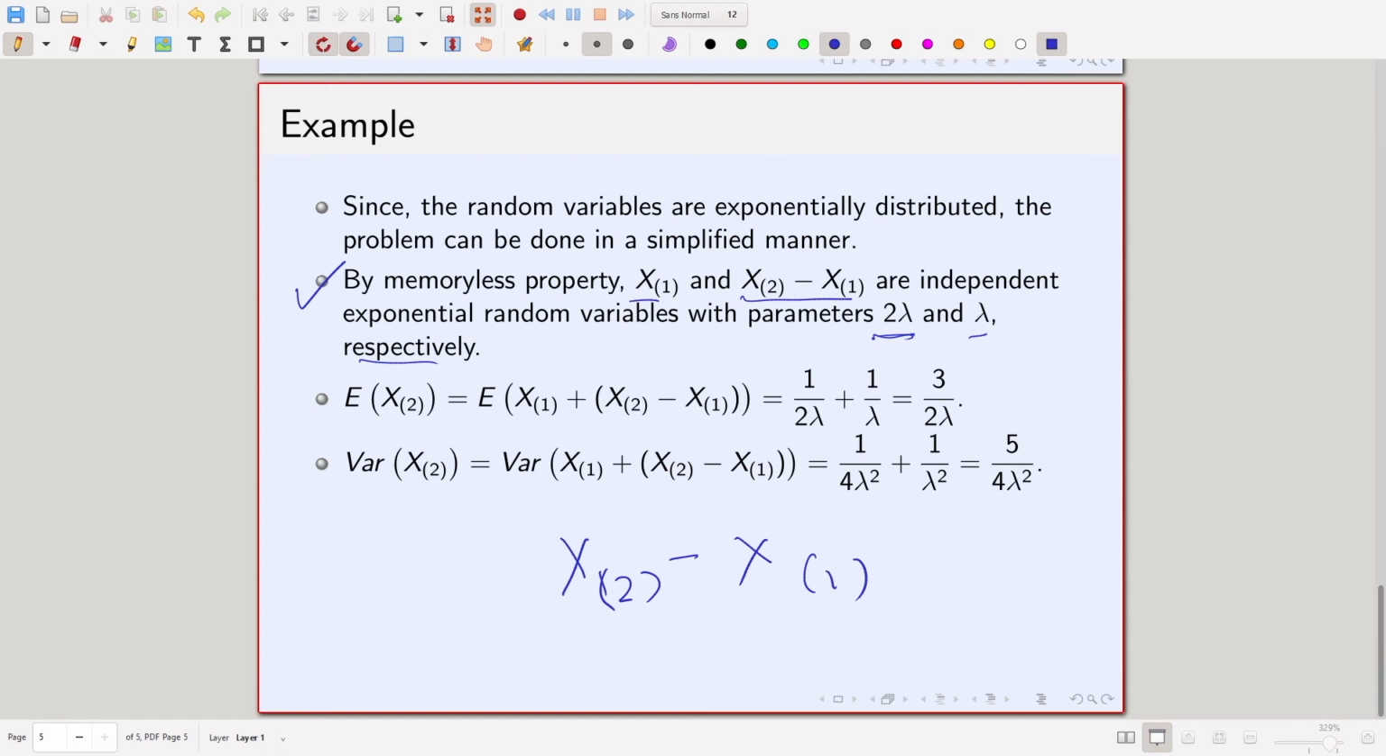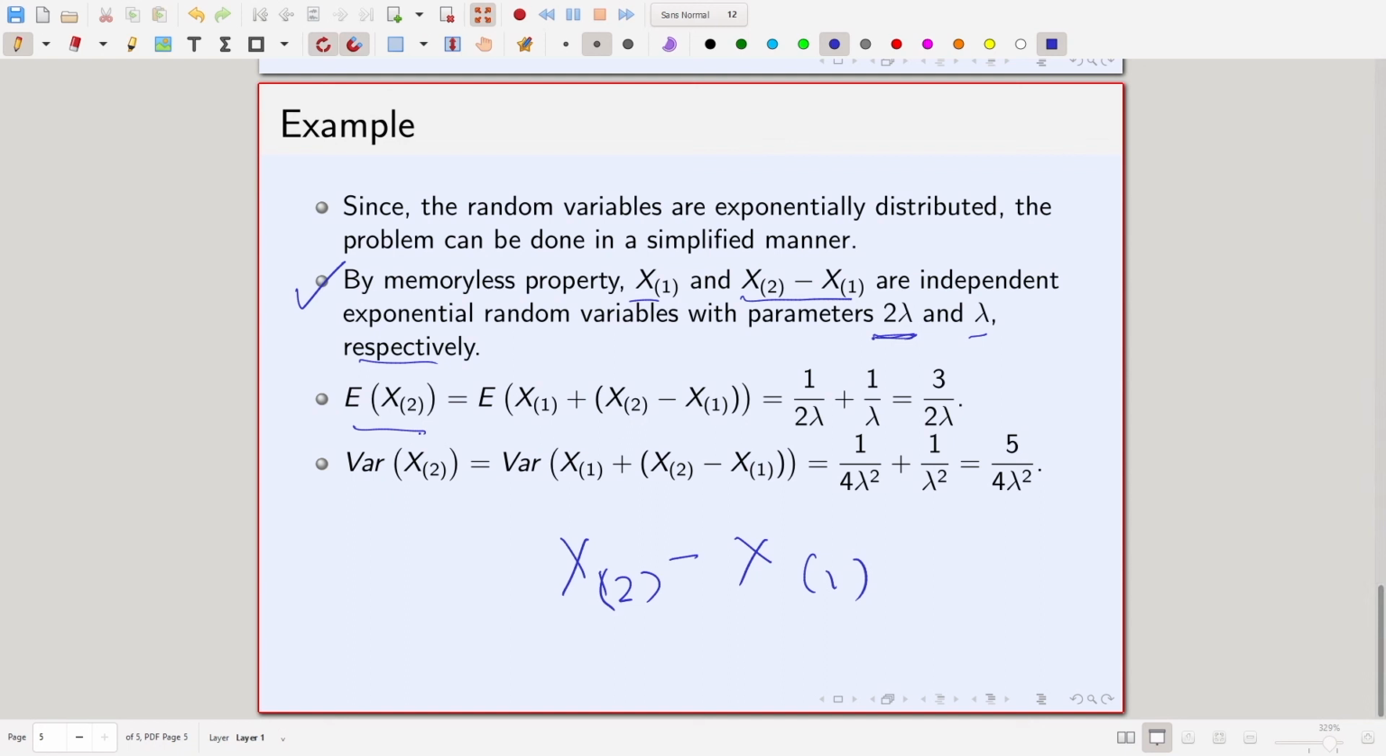So X1 and X2 minus X1 are independent exponential random variables with parameters 2 lambda and lambda respectively. For X1, the parameter has changed because it is basically the minimum of two exponentials, and the parameters are lambda and lambda. So when you add lambda plus lambda, you get 2 lambda. And X2 minus X1 is independent of X(1), and it is again exponential with parameter lambda, because of the memoryless property.